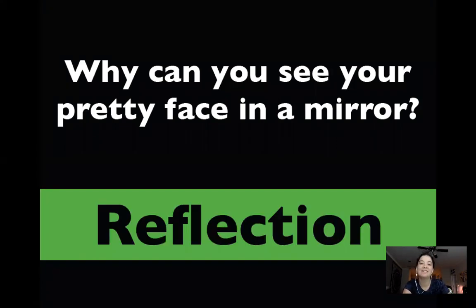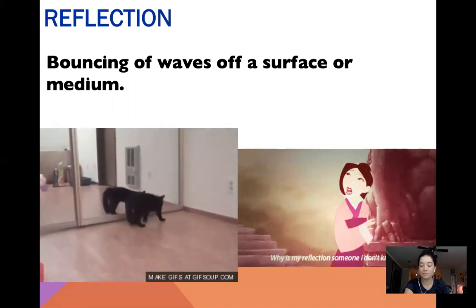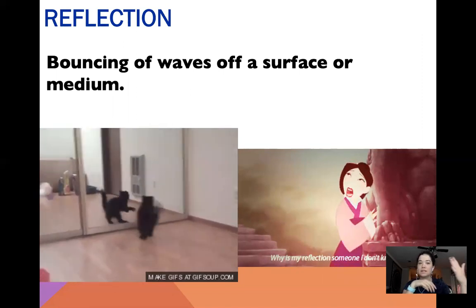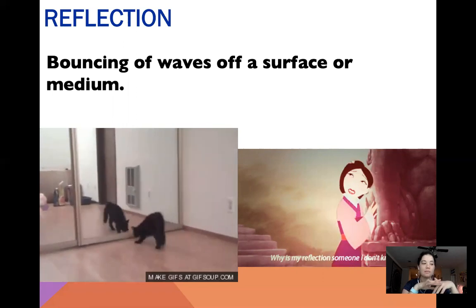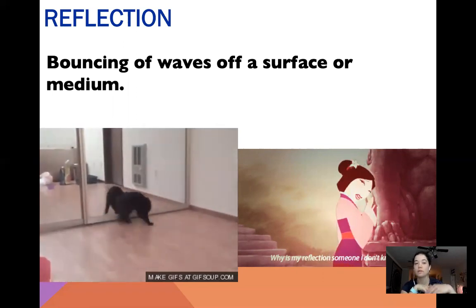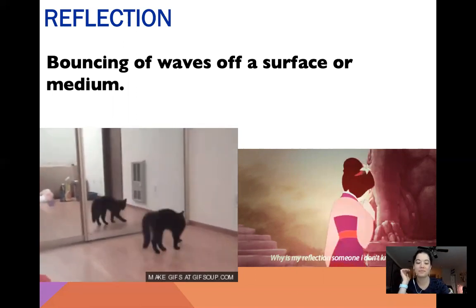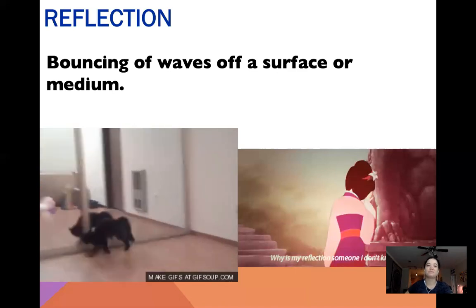Reflection, right? So reflection is the bouncing of waves off a surface or medium. In the case of looking in a mirror, that surface is glass. But if you ever look at water, sometimes you can also see your reflection in water because the light waves bounce off the surface of the water and reflect back to you, just as a couple of examples.